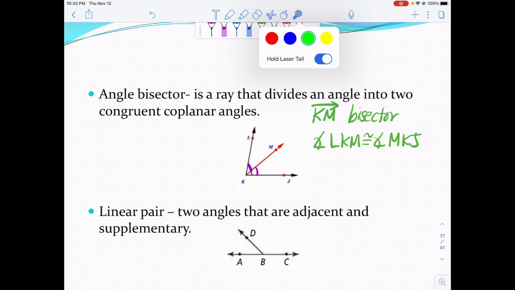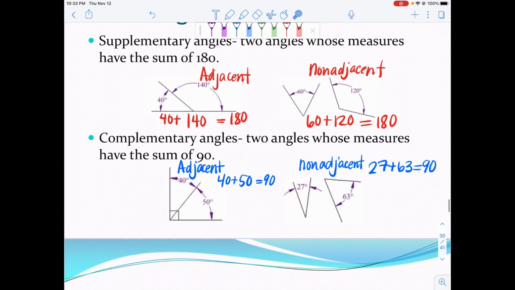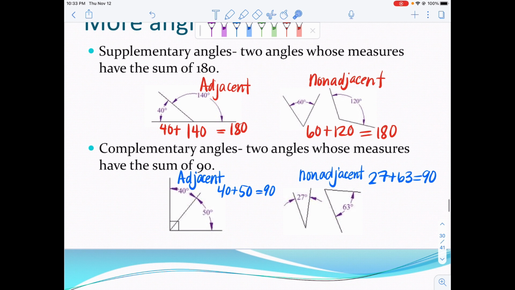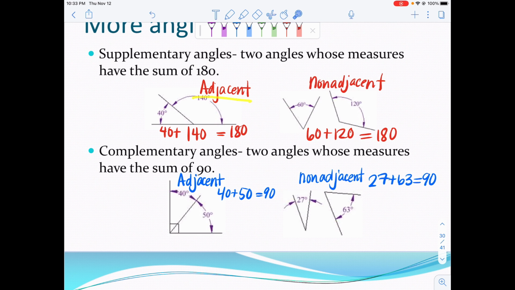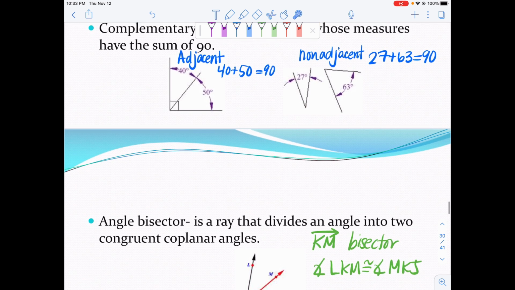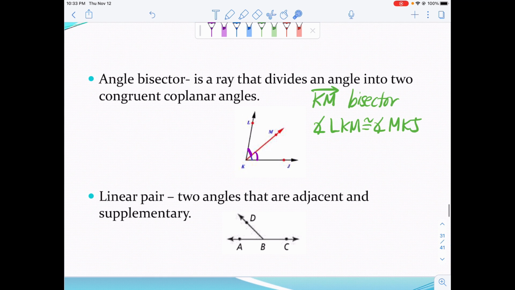All right, our next term is linear pair. So we're talking about two angles that are adjacent and supplementary. In this case, a linear pair is very similar to our supplementary angles, but supplementary means that we don't have to have them adjacent or non-adjacent. They can fall under adjacent or non-adjacent. And with a linear pair, they have to be adjacent. So I'm going to go ahead and underline that so you remember. It has to be adjacent. And of course, they also have to be supplementary.